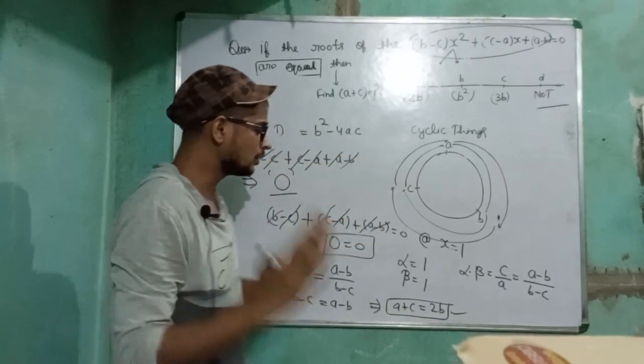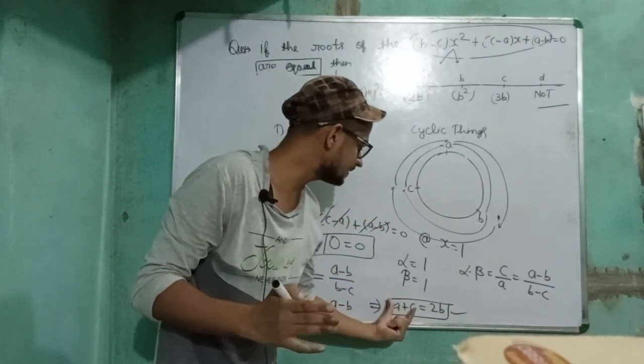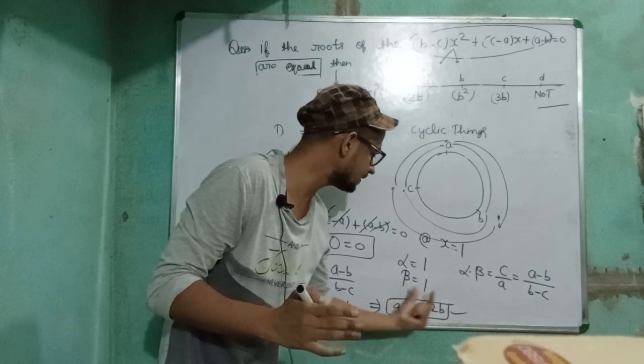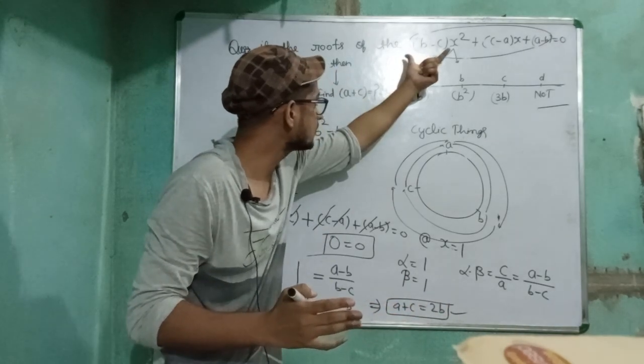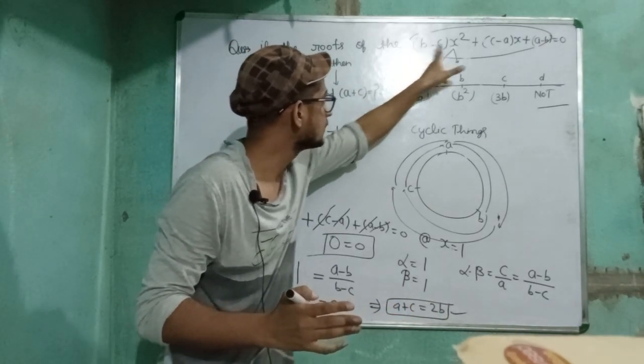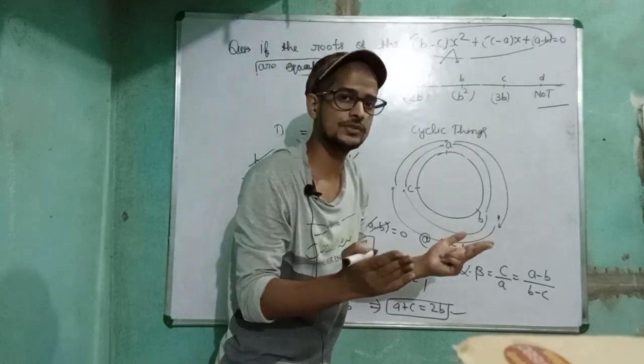So guys, you can also find the value of A plus C in terms of B by easily observing the cyclic nature of the coefficients which are given over here.